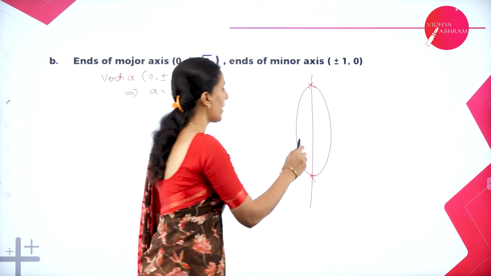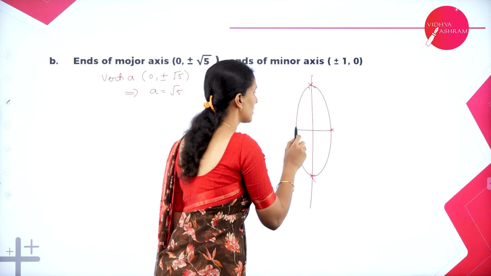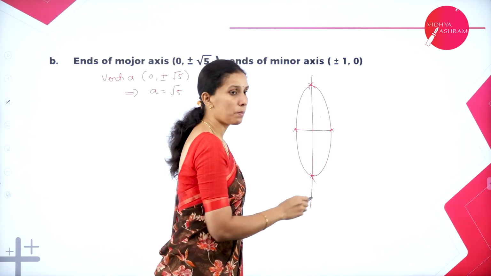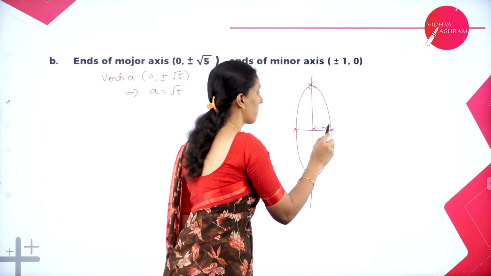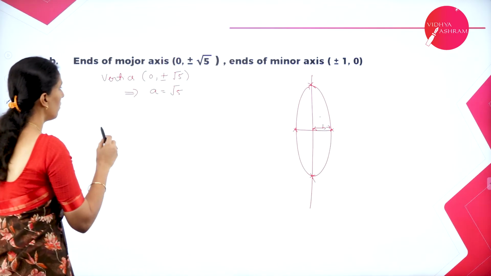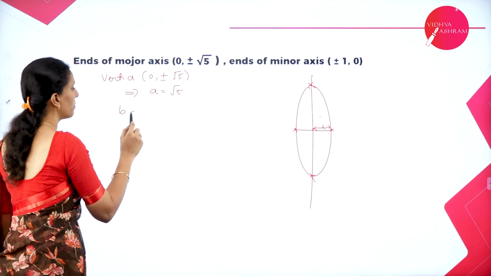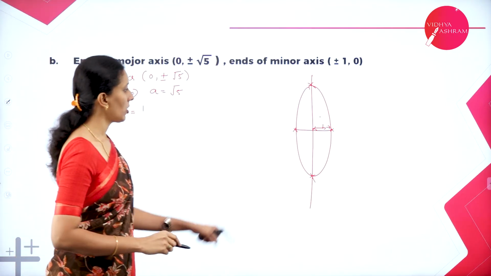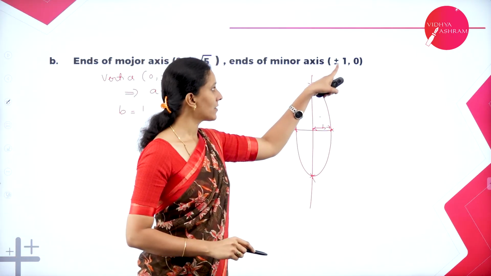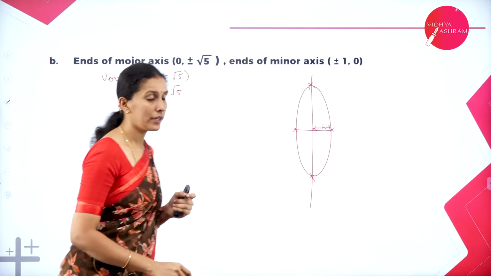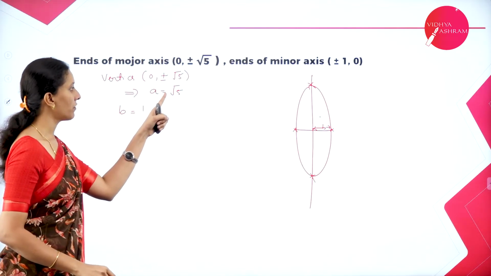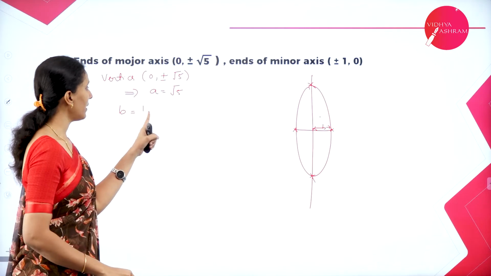Next, ends of minor axis. That means they have given b. So this is b now. What we can conclude is the value of b is equal to 1, because it lies on the x-axis, x coordinate will be 1, y coordinate is 0. Now we have the value of a as root 5, the value of b as 1.